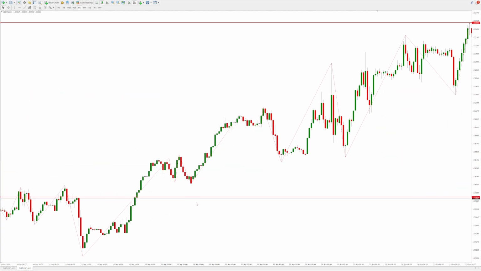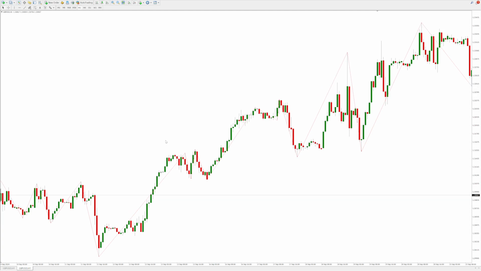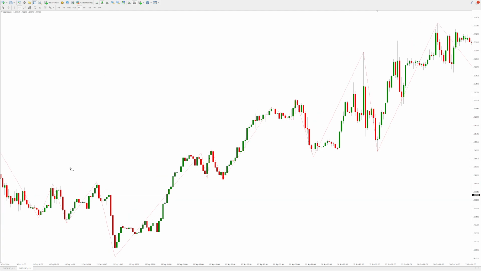Come to this example here, just move that line off the chart, that one too. Okay, so we've got the zigzag again, same principle. Okay, we have our resistance level here.